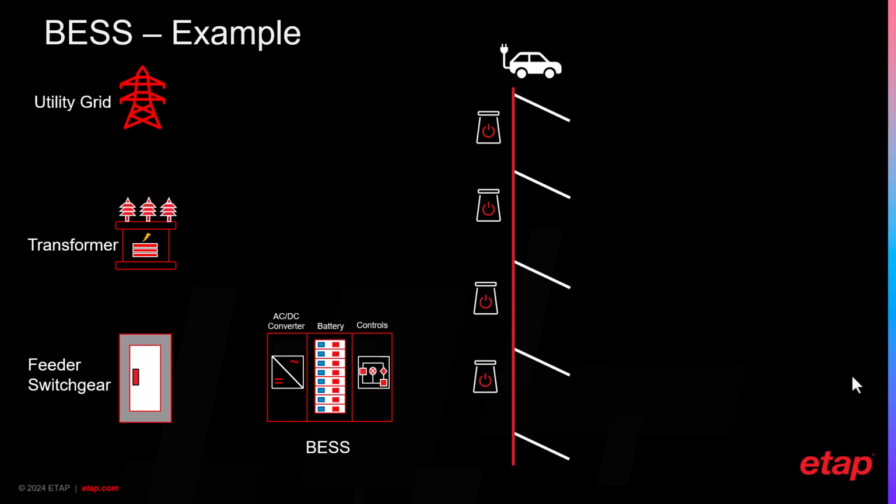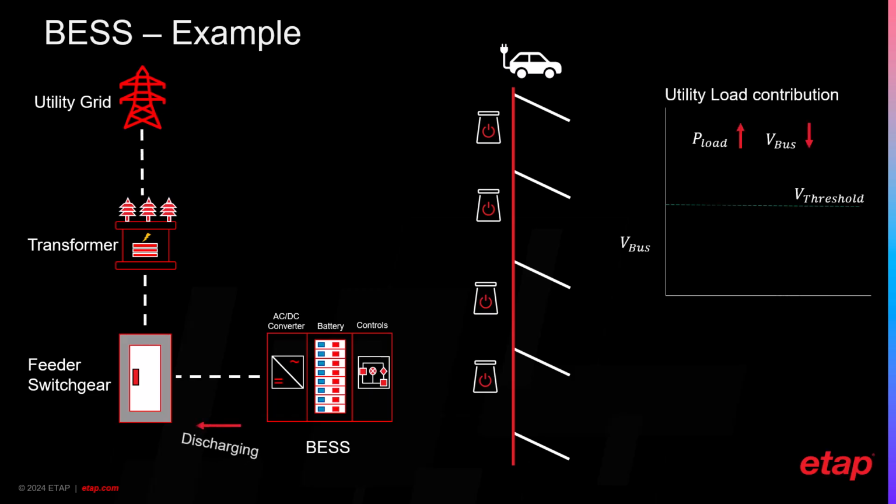In this example, you do have a utility, a power distribution transformer, and distribution equipment or switchgear powered with the battery energy storage systems. When the voltage exceeds the tolerable limits, the battery discharges in such a way as to compensate the voltage.